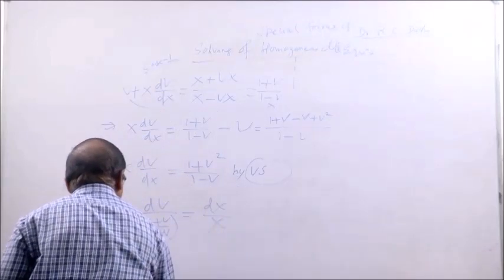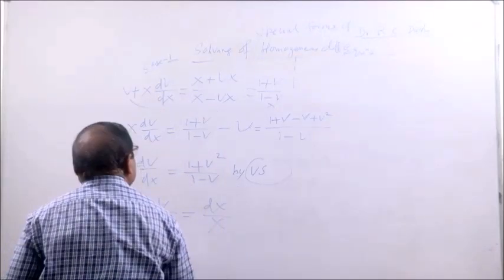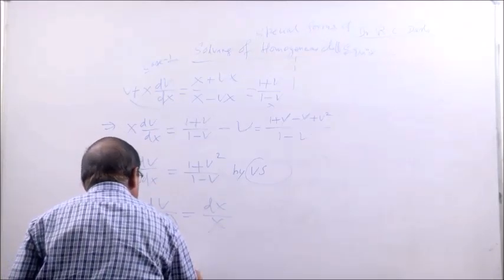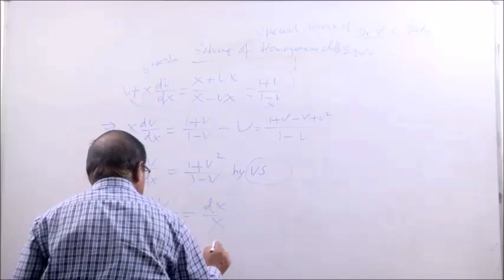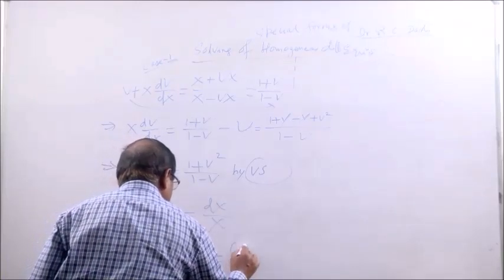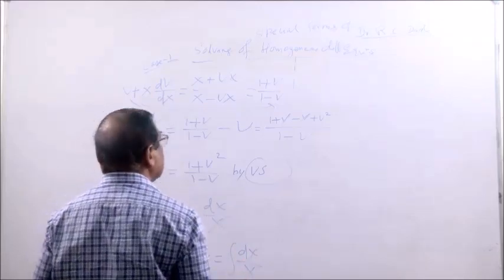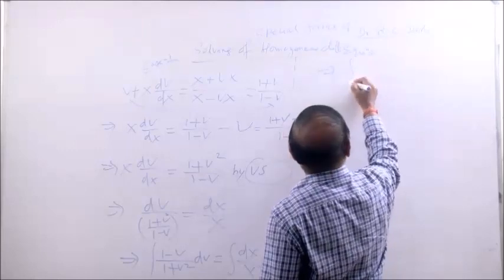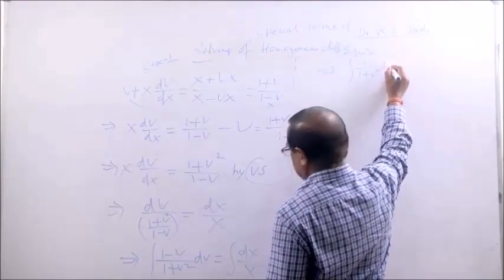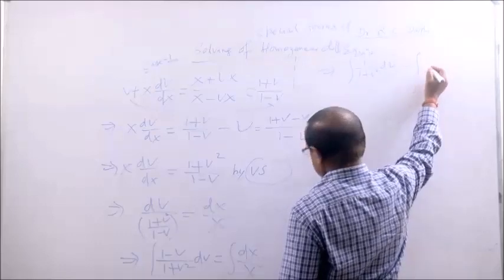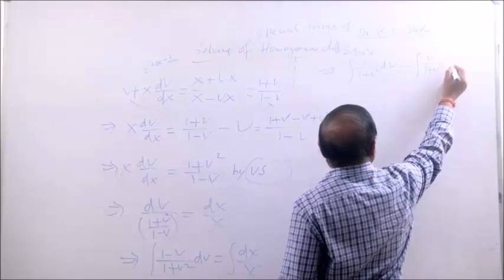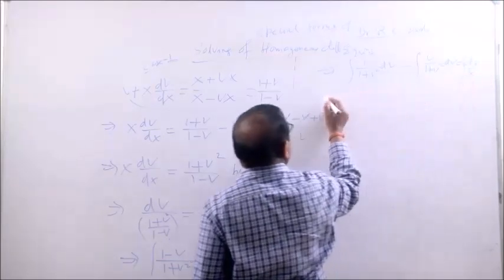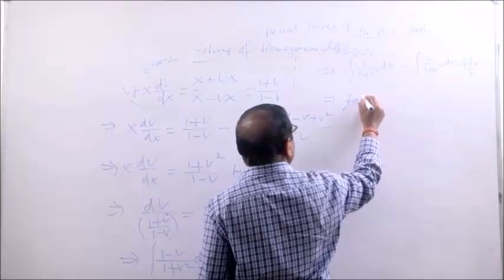Which is equal to (1 minus v)/(1 plus v square) dv is equal to dx by x. Integrating, ultimately we will get: integral of 1/(1 plus v square) dv minus integral of v/(1 plus v square) dv is equal to integral of dx by x. That implies, you know, this formula, tan inverse v.